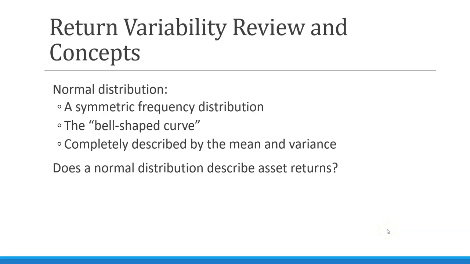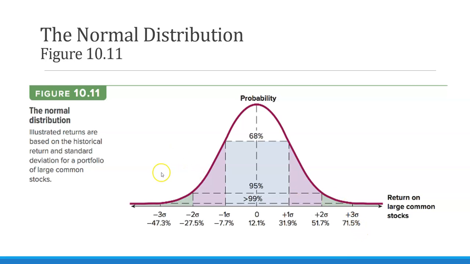We then can graph that information to look for a normal distribution. We should see a normal distribution from these results very similar to the histogram or distribution graph that we saw earlier. So normal distribution is a symmetric frequency distribution, also known as a bell-shaped curve. It's described by the mean and the variance. So does a normal distribution describe asset returns? Well, let's look at some examples.